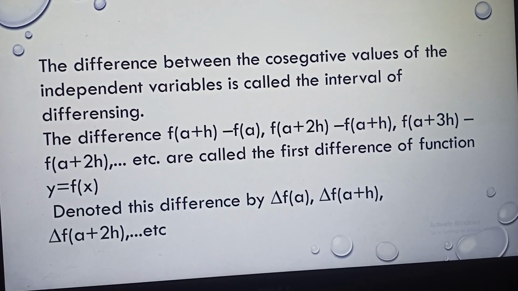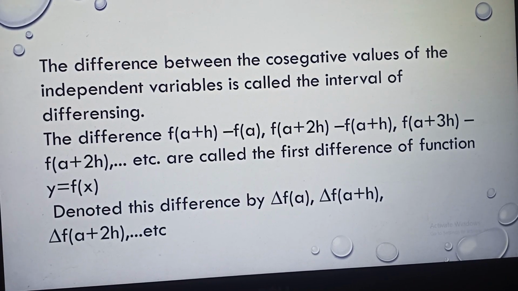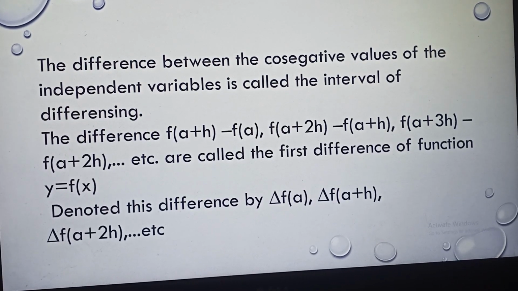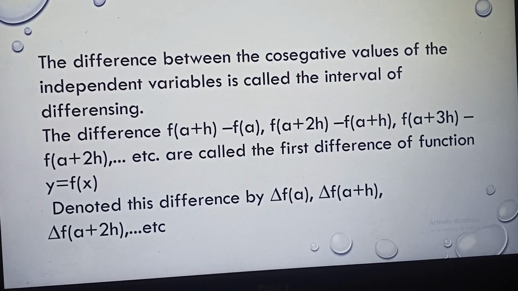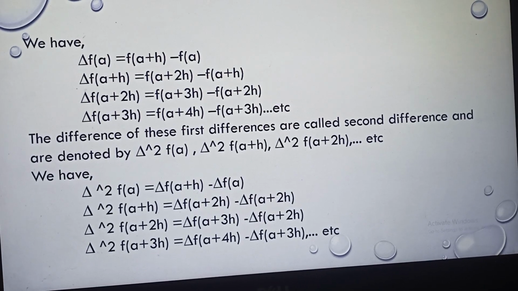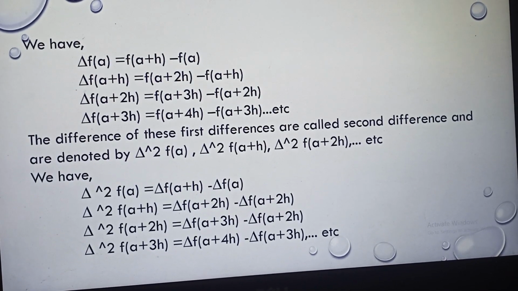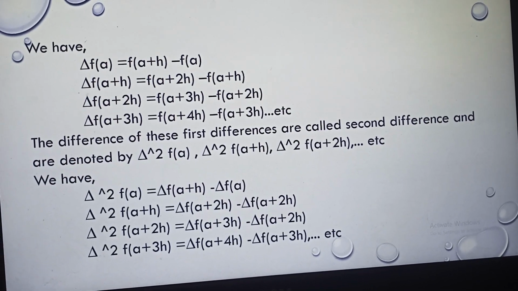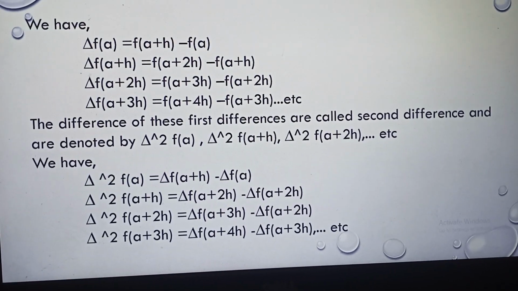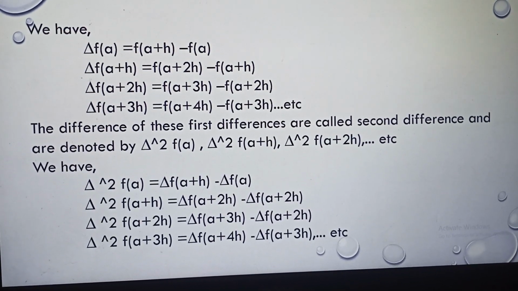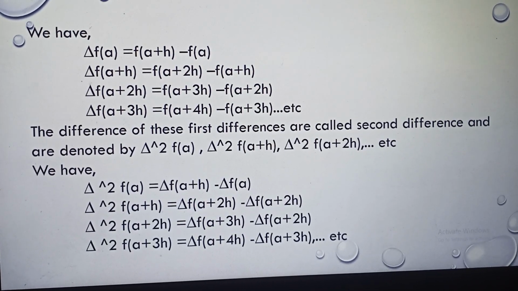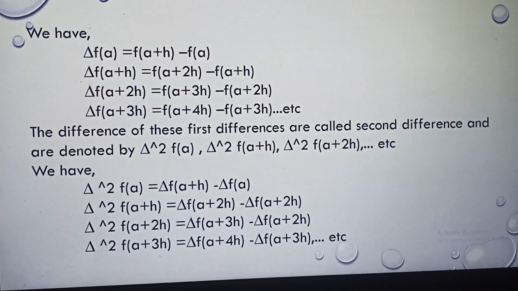are called the first differences of the function y equals f of x, and are denoted by delta f of a, delta f of a plus h, delta f of a plus 2h, etc. We have delta f of a equals f of a plus h minus f of a. Then delta f of a plus h equals f of a plus 2h minus f of a plus h. Delta f of a plus 2h equals f of a plus 3h minus f of a plus 2h. Delta f of a plus 3h equals f of a plus 4h minus f of a plus 3h, etc.